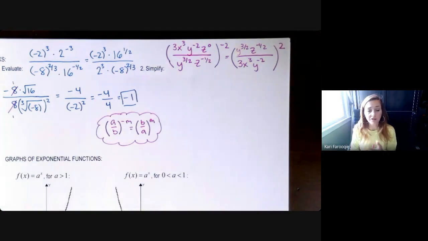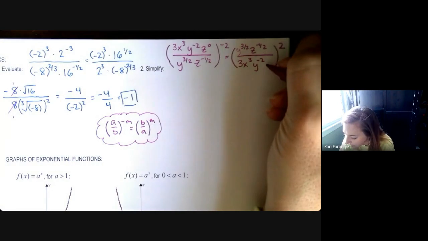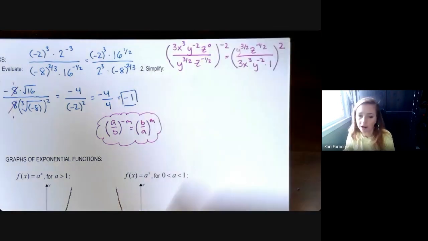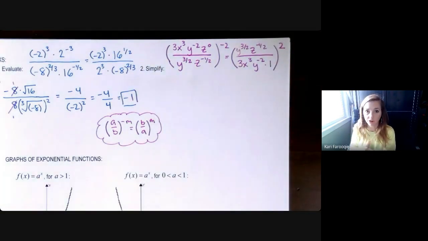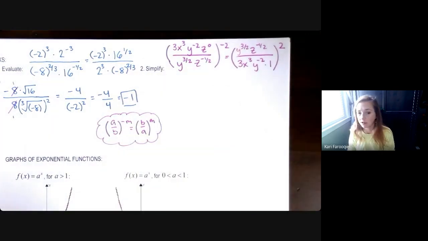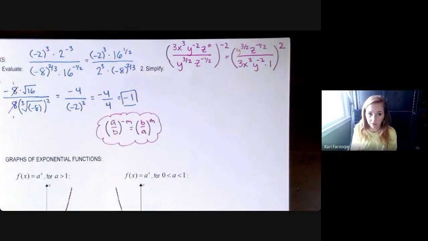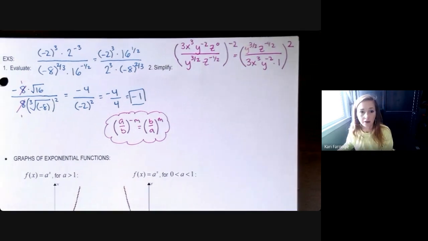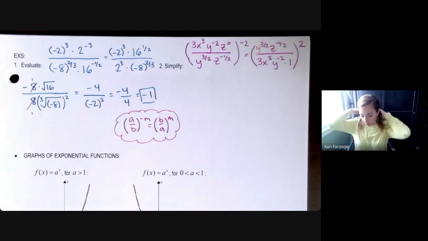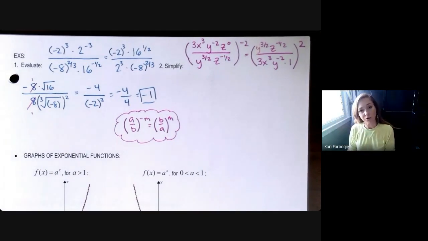Now, z to the 0 power is 1. So I'm going to go ahead and evaluate that. I'm going to write it just so that you know I didn't just forget about it, but I'm not going to keep rewriting that. So when you take any real number to a 0 power, you get 1. Okay. Now, everything's being taken to a positive exponent.